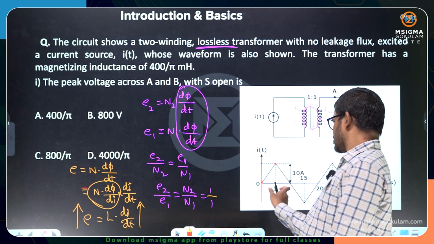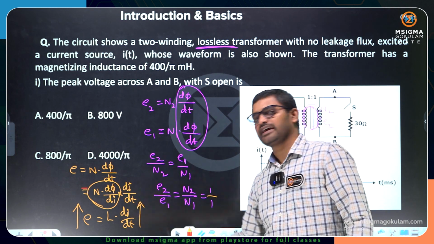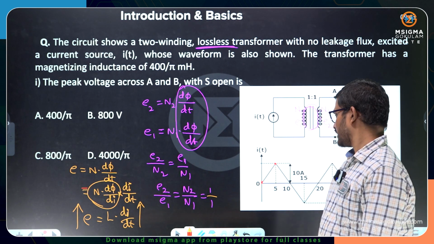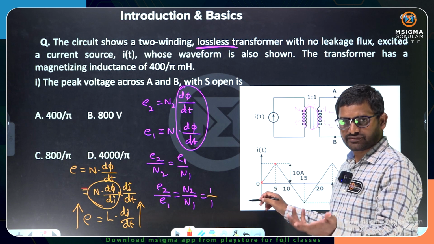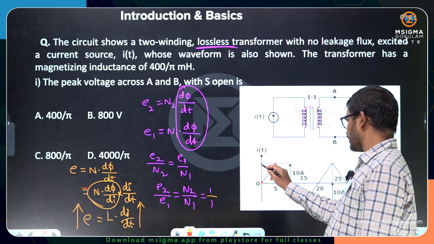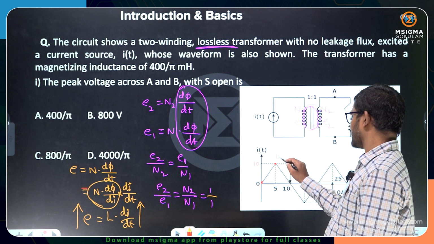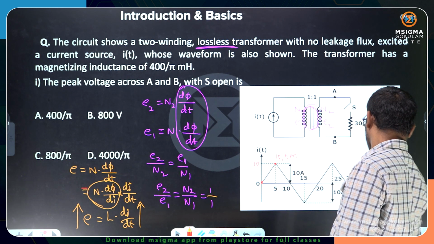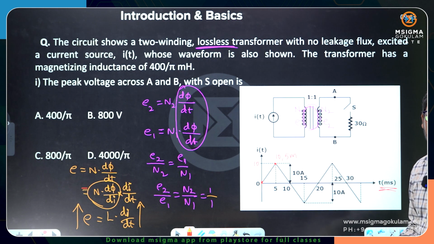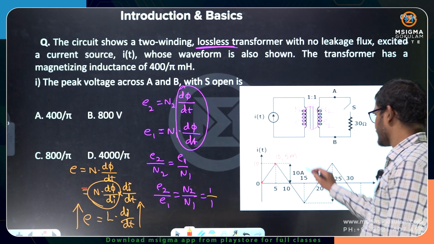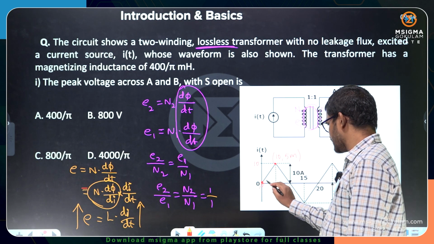So consider this 0 to 5 milliseconds and substitute there, you will get the answer. If you know how to find the slope, y2 minus y1. What is the magnitude of this? 10. So 10 comma 5 milli. By the way, time axis is milliseconds. Be careful. Do not forget. If you forget milli, the answer is gone. And this is 0 comma 0.